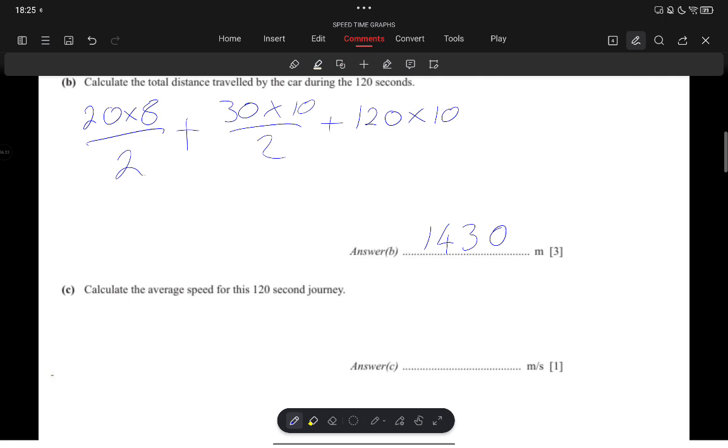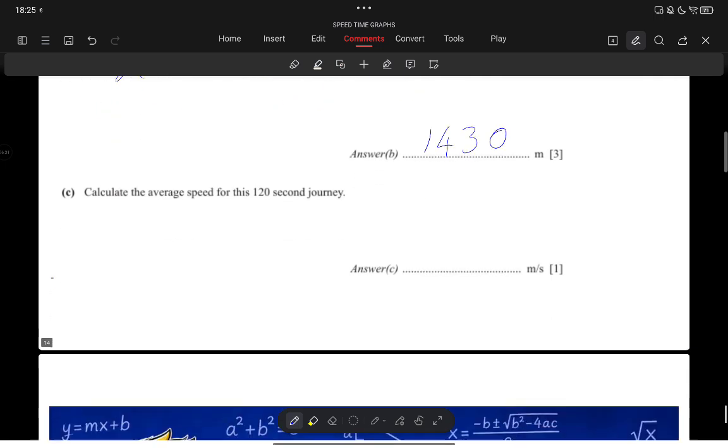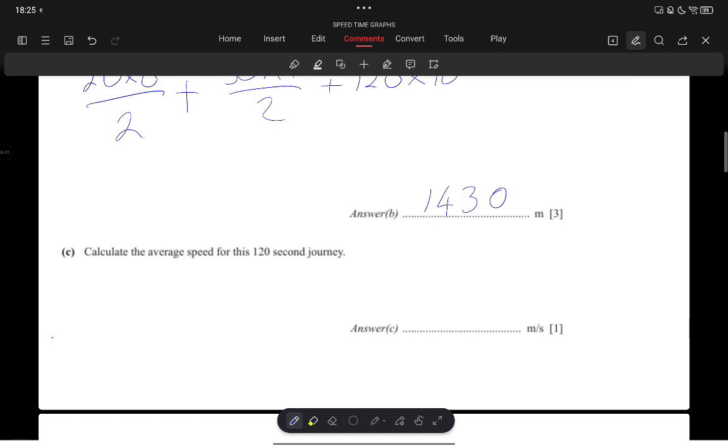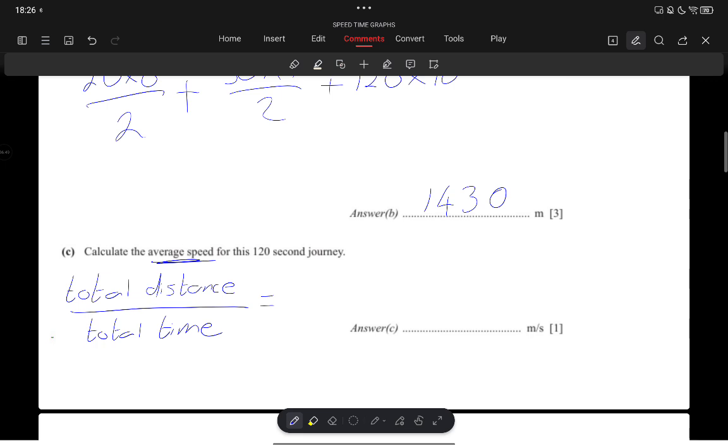Calculate the average speed for this 120-second journey. Average speed is total distance divided by total time. They want the answer in meters per second, so we have total distance in meters, 1,430. Total time, they tell us, was 120 seconds.